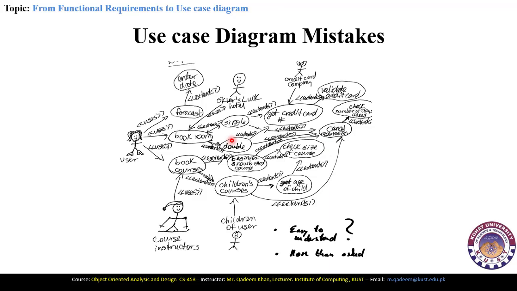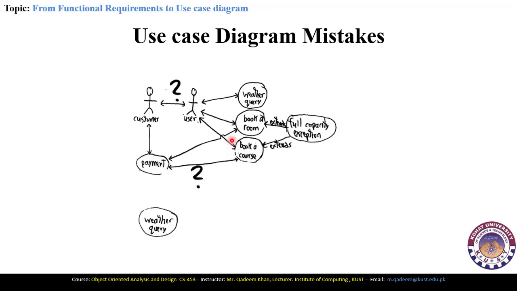So you should always use the standard symbols or the standard notations of the use case diagram. So it should be avoided, and you should not make these mistakes while creating your use case diagram. Now this is another use case diagram.